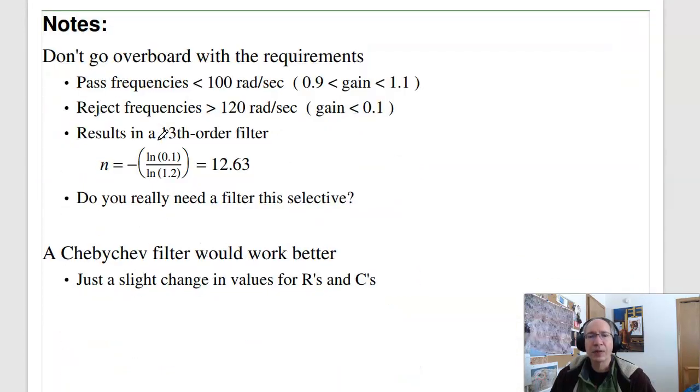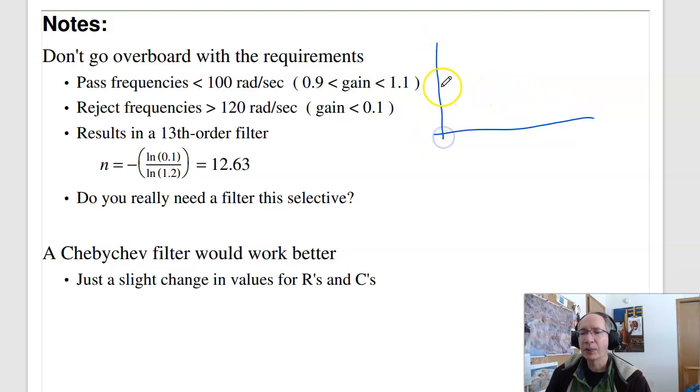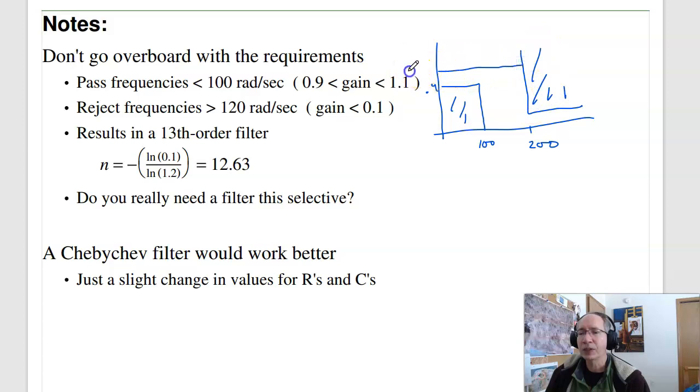A couple things to note. With the requirements, don't go overboard. Again, the requirement that I had is at 100 radians per second, the gain had to be at least 0.9. At 200 radians per second, the gain had to be no more than 0.1. So keep out of this region, keep out of this region, and the overall gain had to be less than 1.2. Keep out of this region. Any filter that does that works.